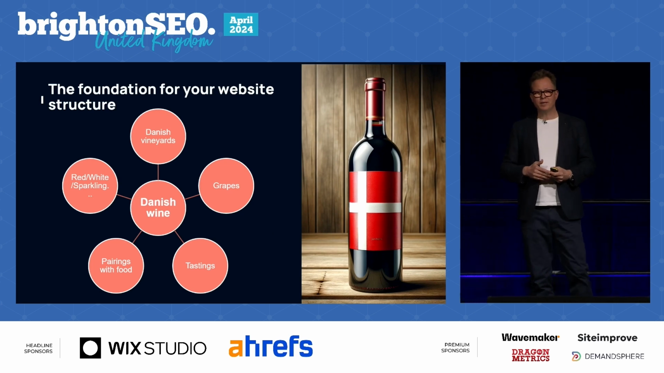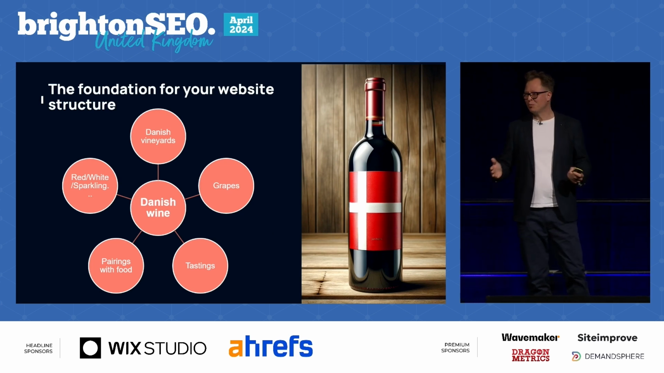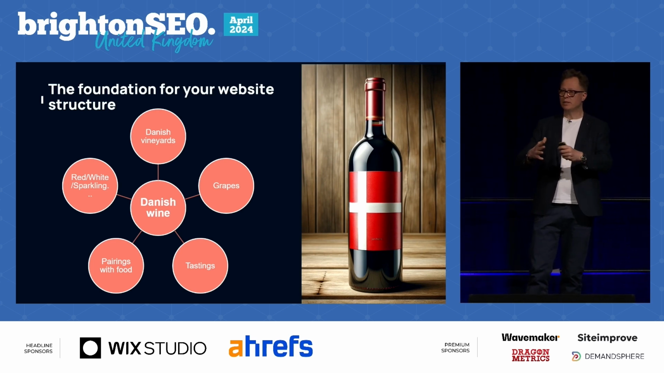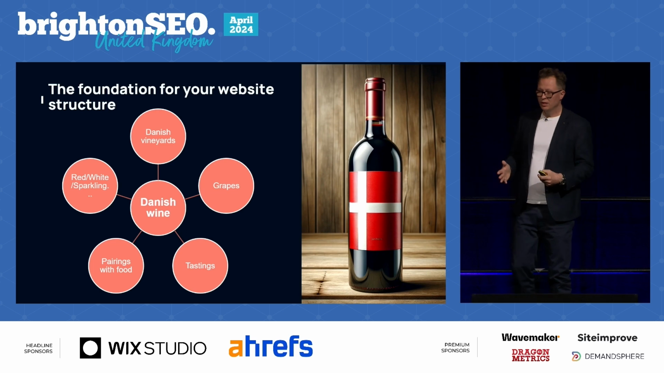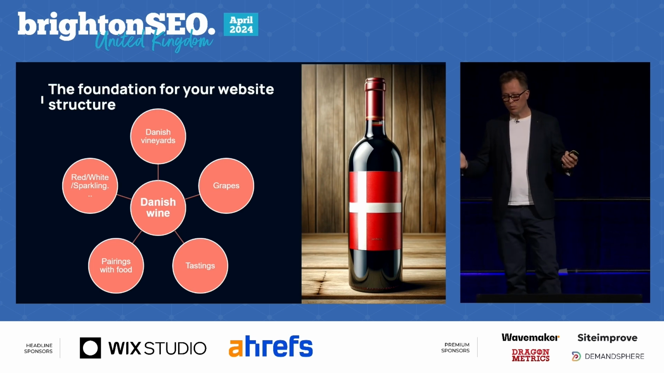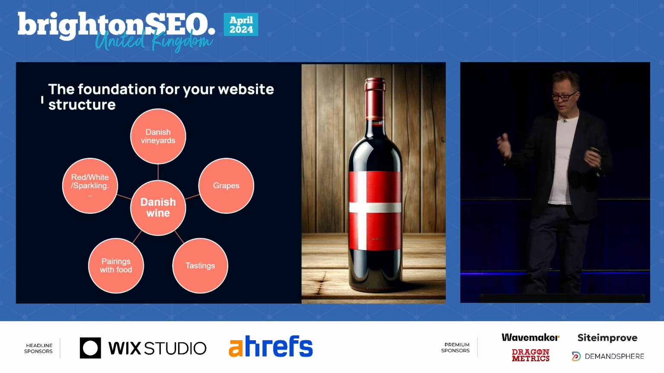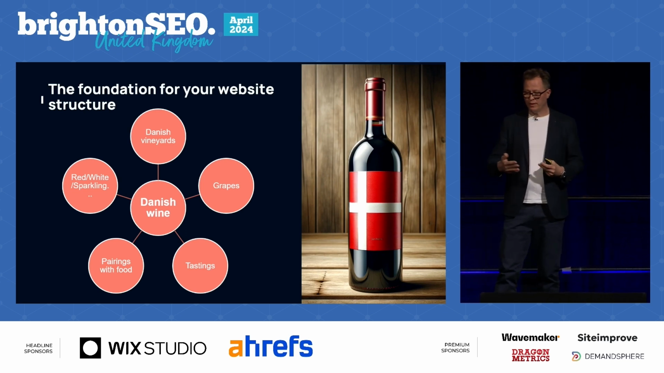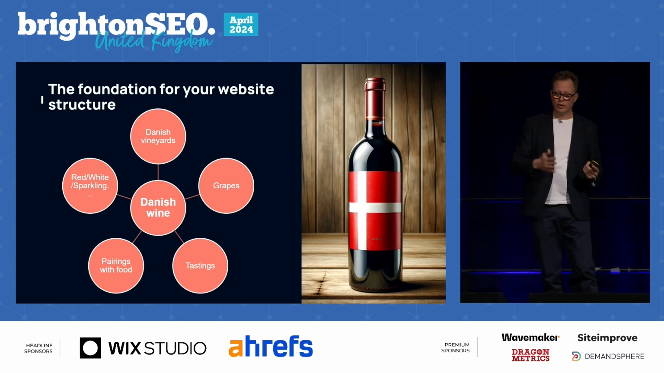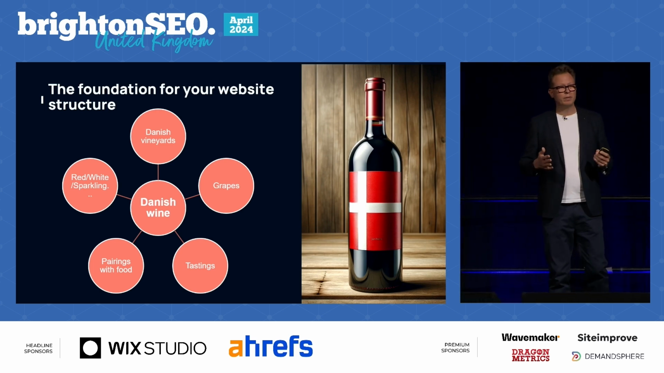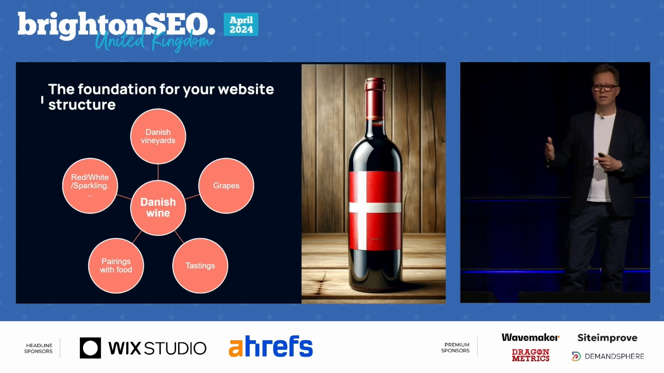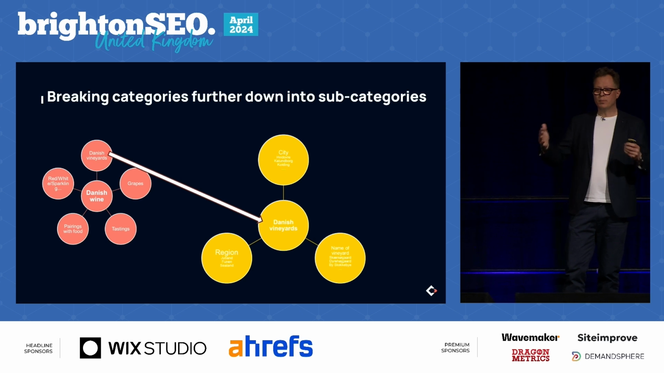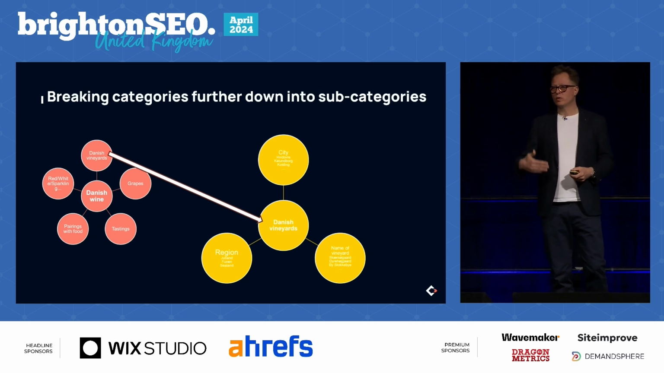So I have a little pet niche project in Denmark called danishwine.com. So what I do here is actually I build up the different entities, the different topics that I want to talk about. So of course, I have a main page for Danish wine, but then I will also talk about Danish vineyards. I will talk about the different types of wine, red wine, white wine, sparkling, fortified. I will talk about the different grapes going into Danish wine production. I will talk about Danish wine paired with food, and I will also talk about events or tastings.